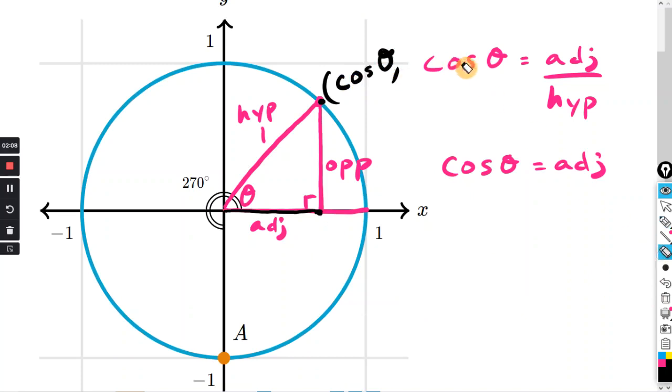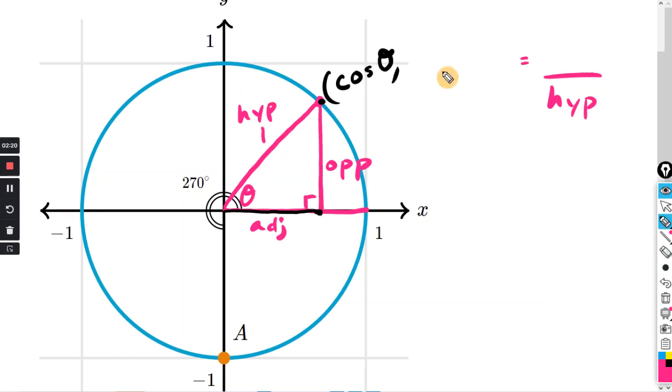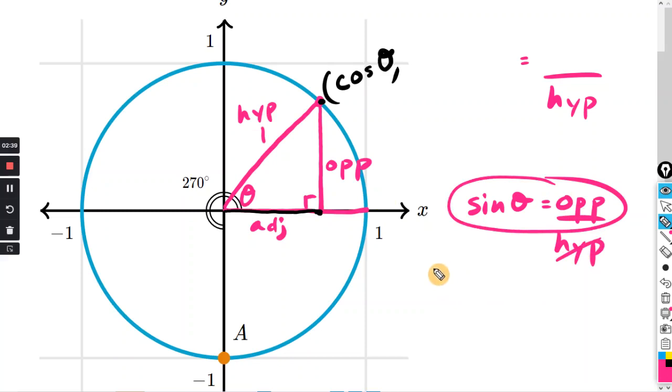Then we can do the same thing with the sine of theta. If you recall from basic trig, the sine of theta is going to be opposite over hypotenuse. But again, the hypotenuse is just 1, so the sine of theta is just going to be the opposite side. The length of this opposite side is going to match the y-coordinate of the point. So the y-coordinate is going to be the sine of theta. Cosine of theta is x, sine of theta is y of the point that's on the circle.